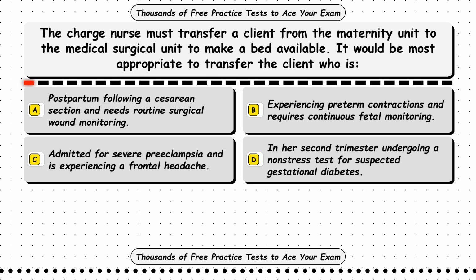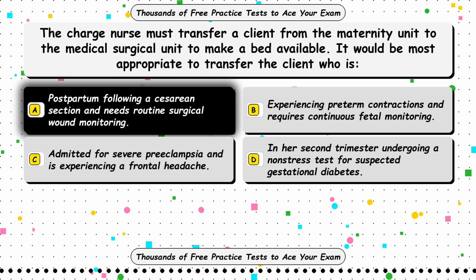Question 96. The charge nurse must transfer a client from the maternity unit to the medical surgical unit to make a bed available. It would be most appropriate to transfer the client who is: Option A. Postpartum following a cesarean section and needs routine surgical wound monitoring. Option B. Experiencing preterm contractions and requires continuous fetal monitoring. Option C. Admitted for severe preeclampsia and is experiencing a frontal headache. Option D. In her second trimester undergoing a non-stress test for suspected gestational diabetes.